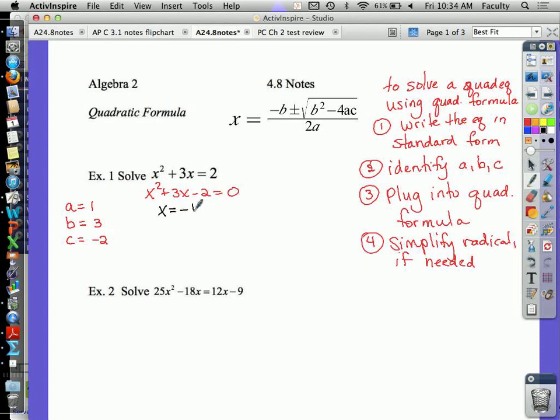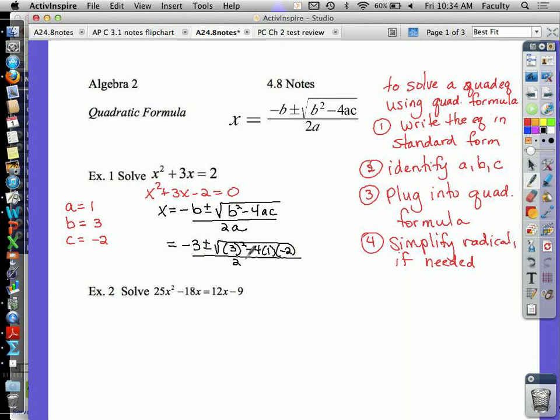X equals negative b plus or minus square root b squared minus 4ac all over 2a. I strongly recommend write the formula out every time in your notes, in the homework. What that's going to do for you is help you memorize it, okay? So this is negative 3 plus or minus square root 3 squared minus 4 times 1 times negative 2.